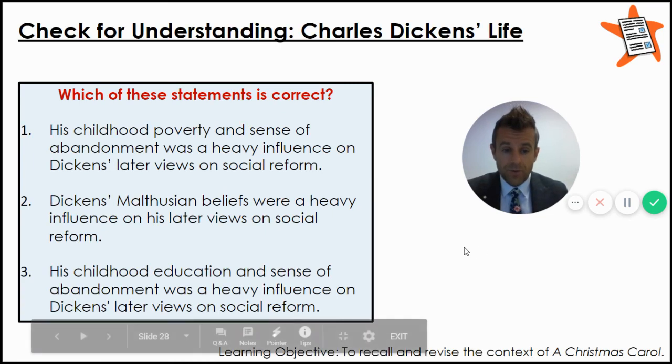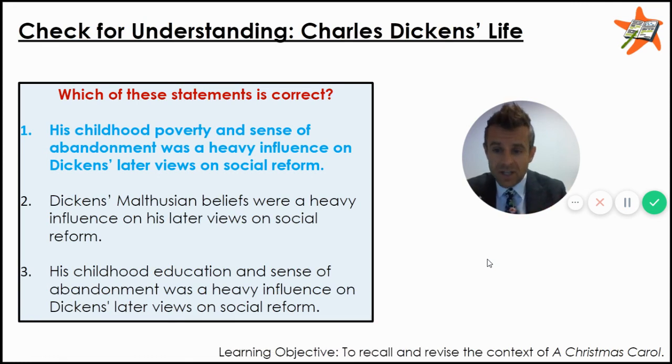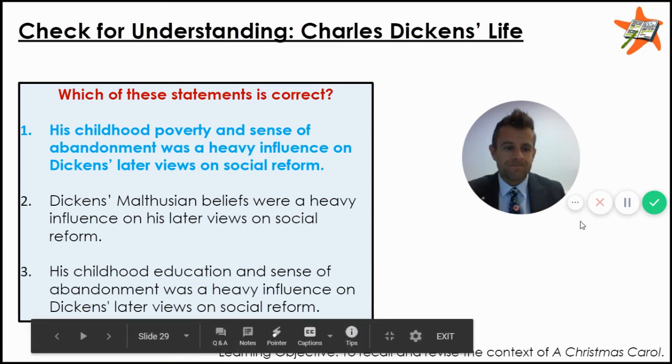And the answer is, of course, number 1. Okay, careful not to slip up there with number 3. So it wasn't his education that gave him his views on social reform. It was his experience of poverty. That's why it's number 1, not number 3.